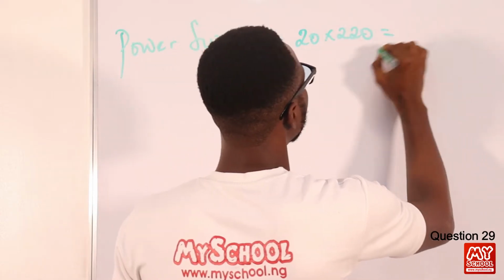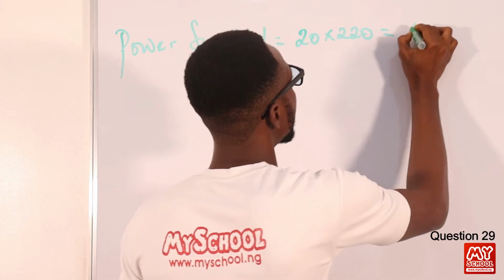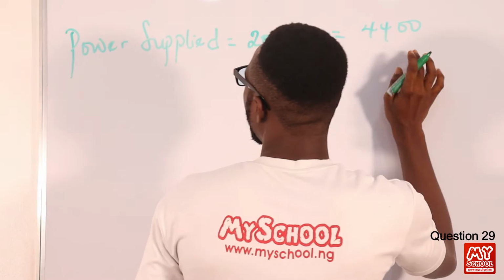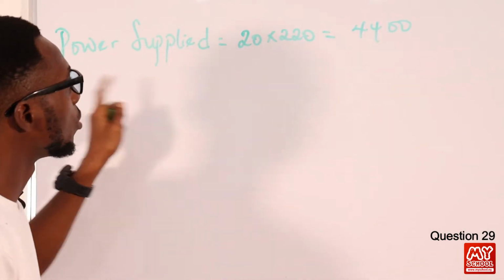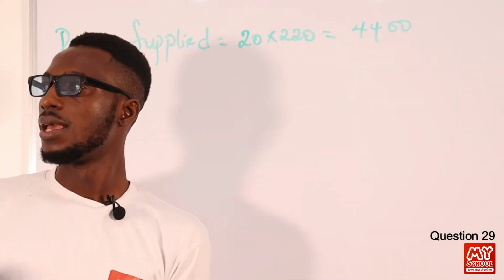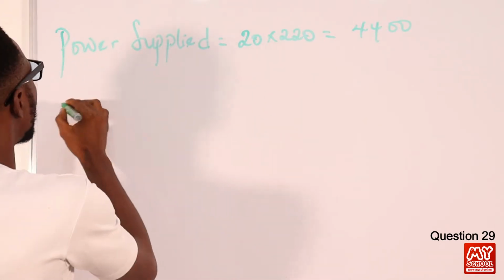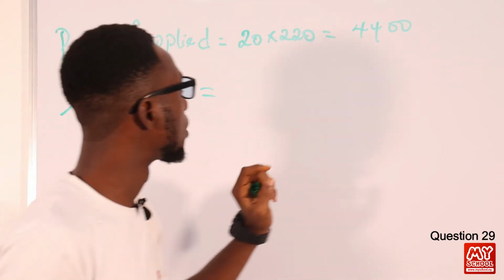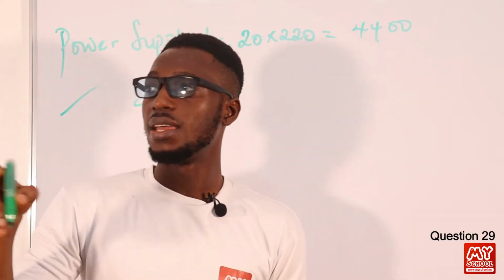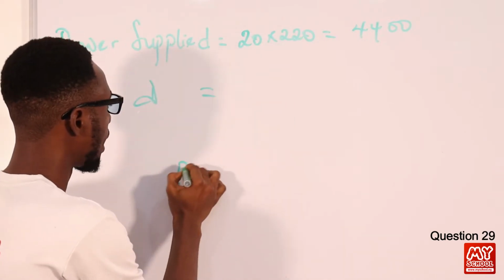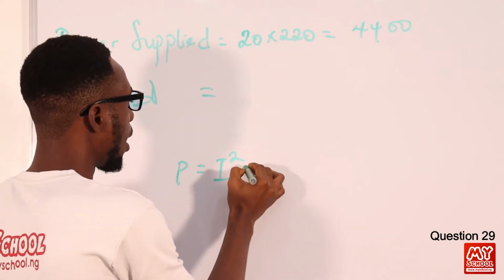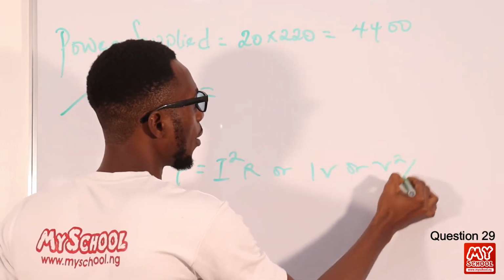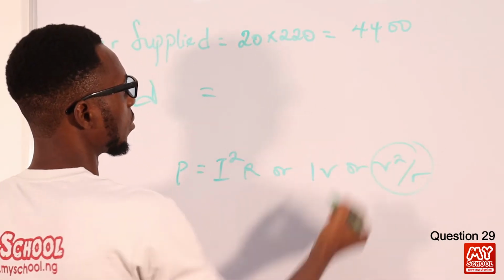2 times 22, that is 44, so we have 4400 watts. Remember the unit of power is watts. Then we are now told about the power dissipated. For power, we have different formulas. I can use I squared R, or I can use IV, or I can use V squared over R. So I think I will just go with this.